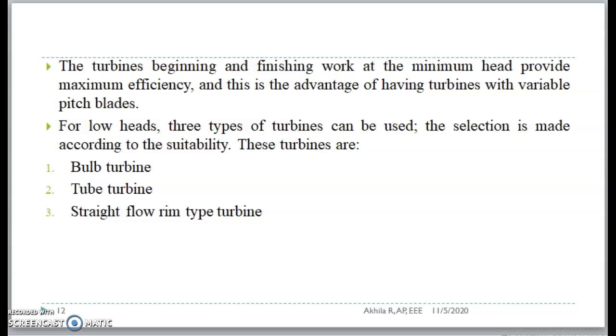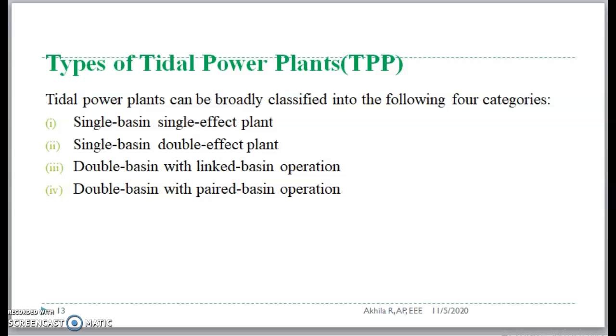For low heads, generally 3 types of turbines are used, and the selection is made according to suitability. The 3 types are bulb turbine, tube turbine, and straflo type turbine.